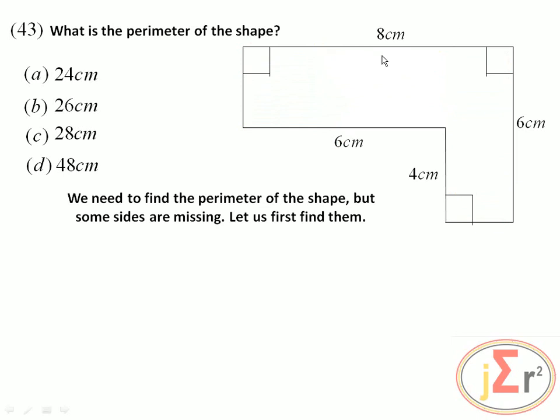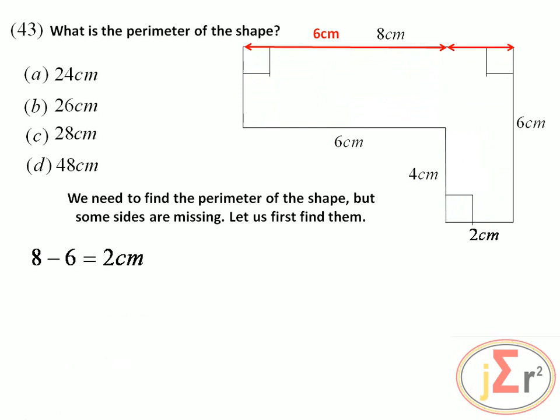Notice what we have there. This side is 8 centimeters, and it is comprised of two sides. One is 6 centimeters. What is the other one? 8 minus 6 is equal to 2 centimeters. Therefore, that side is 2 centimeters.